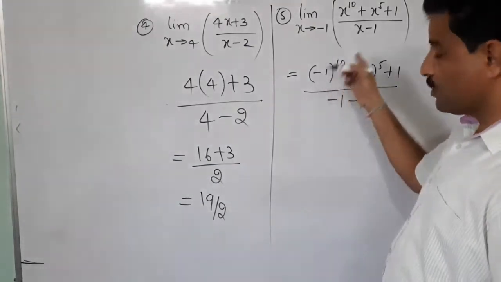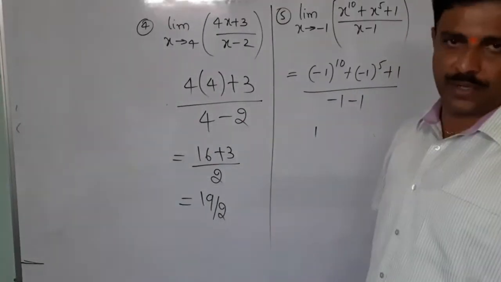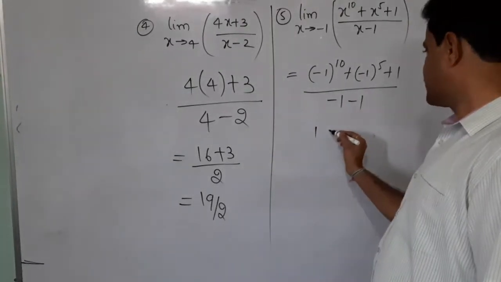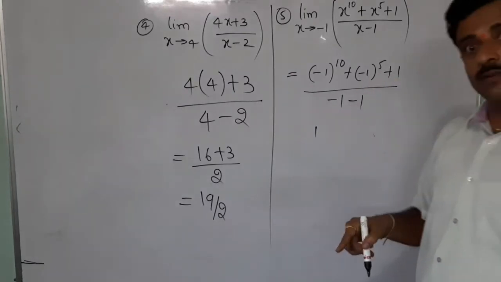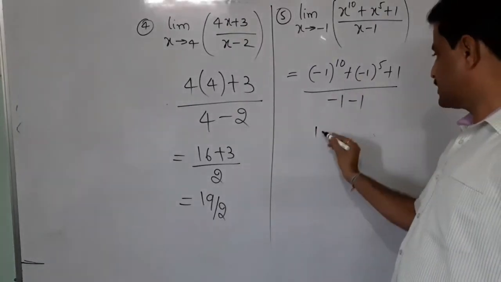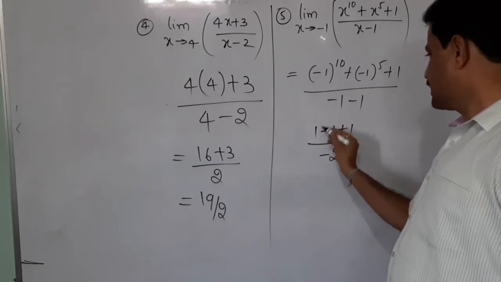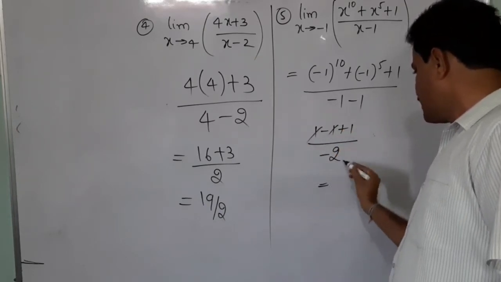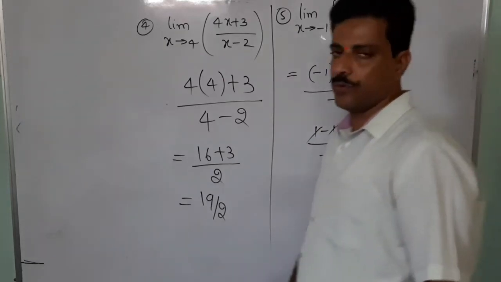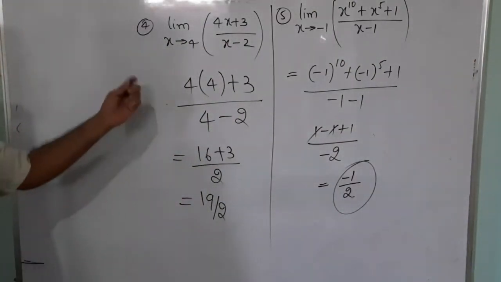Okay, dear students, minus 1 is multiplied by 10 times. That is even number, to get positive, plus 1 ಬರ್ತದೆ. Even number ಇತ್ತು ಅಂದ್ರೆ plus ಬರ್ತದೆ, odd number ಇತ್ತು ಅಂದ್ರೆ minus ಬರ್ತದೆ. So plus 1. Next, minus 1 whole to the power of 5. 5 is odd number, to get minus 1. Plus 1 divided by minus 1 minus 1, that is minus 2. Here plus 1 minus 1 cancel. Therefore 1 divided by minus 2. Therefore that is minus 1 divided by 2. Therefore the value in problem number 5 is equal to minus 1 by 2. Write down this.